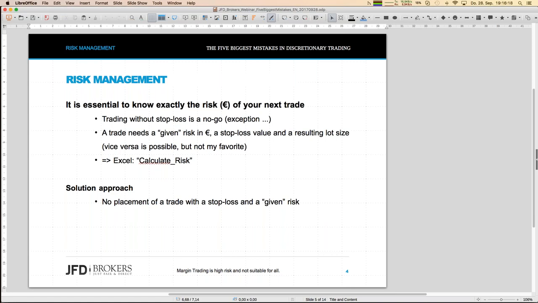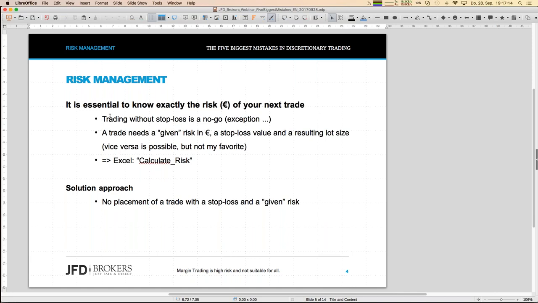So what I do, and that's already my solution approach here, is simply that a trade needs a given risk in euro and a stop loss value. And out of those two numbers, the given risk and the stop loss value, like a long trade DAX at 12,000 points, entry level, stop loss at 11,000 points, whatever, we can calculate the resulting lot size for our trade. Having in mind that if we do it in exactly that sequence, we have a given risk in euro. Still, there might be gaps. There's a risk of gaps. So let's put them aside for a moment. But finally, we have a given risk per trade.